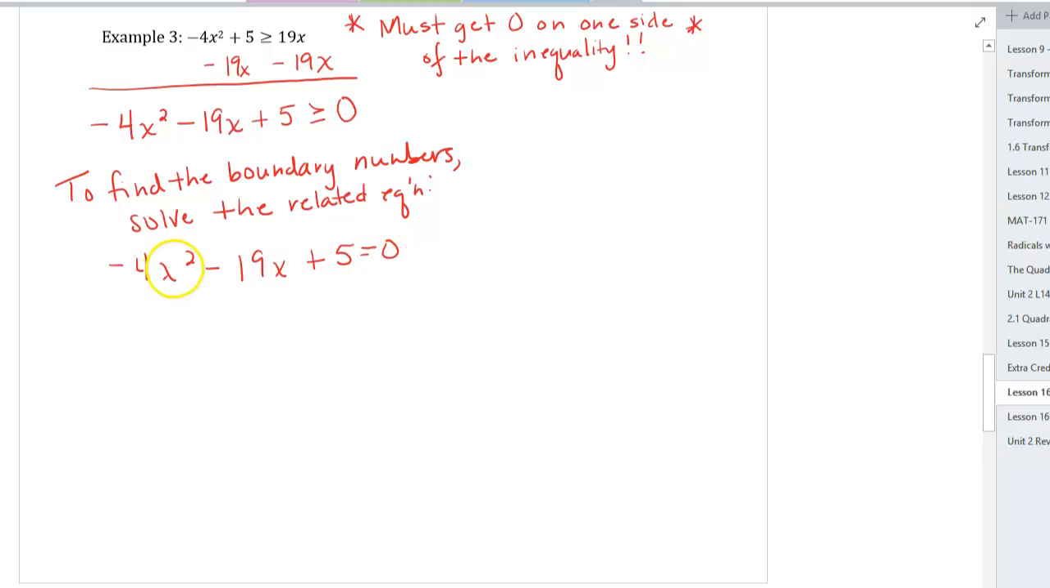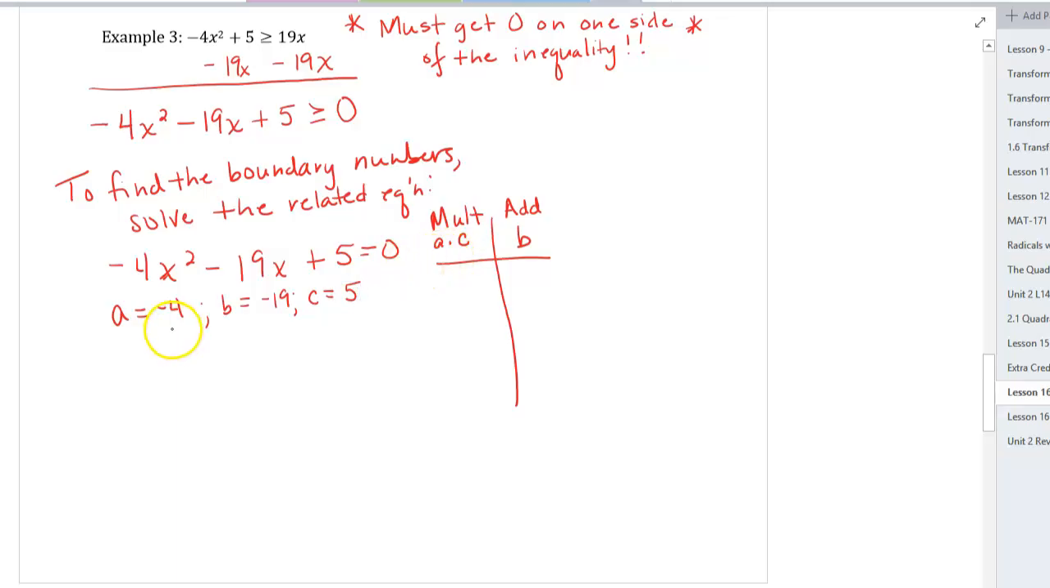This one we'll solve by factoring. So I'm going to use the AC method. Remember, with the AC method, you're looking for two numbers that multiply to give you A times C, and that will add to give you B. Well, A is negative 4, B is negative 19, and C is 5. So A times C would be negative 4 times 5, which is negative 20. But they need to add to give us negative 19.